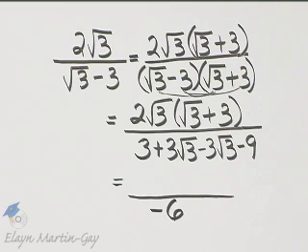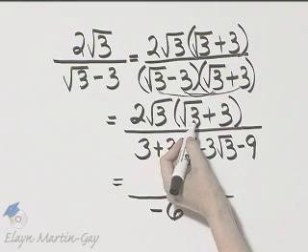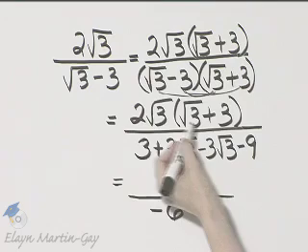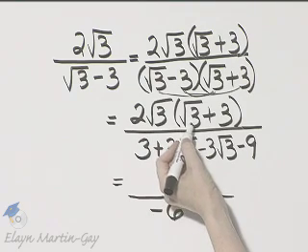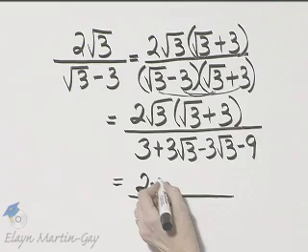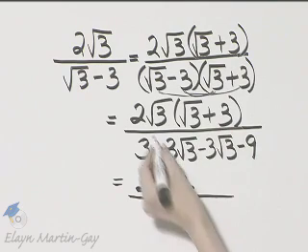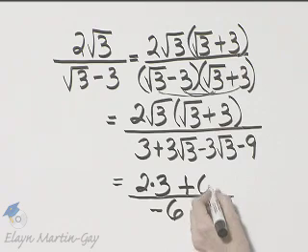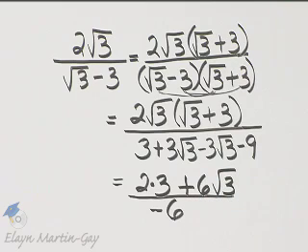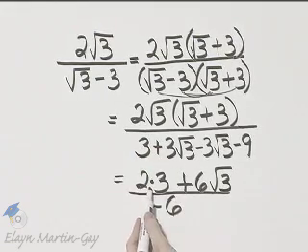Let's go ahead and multiply in the numerator and see what we have. We'll have 2 square root of 3 times square root of 3. Well, 2 square root of 3 times square root of 3, that is 2 times 3, or 6, plus, and then that's 2 times 3 is 6 square root of 3. Notice what happens. This is 6, 2 times 3, that is 6.